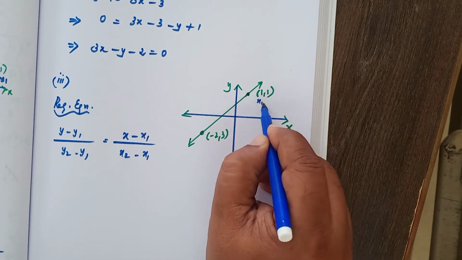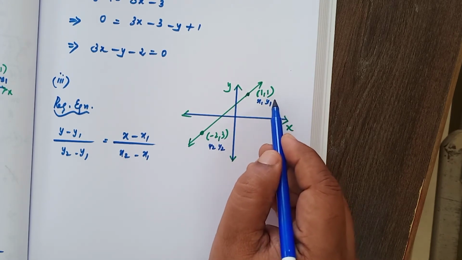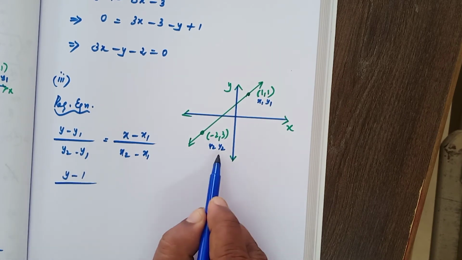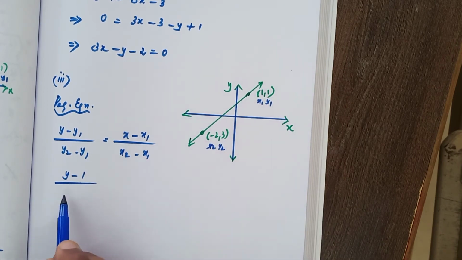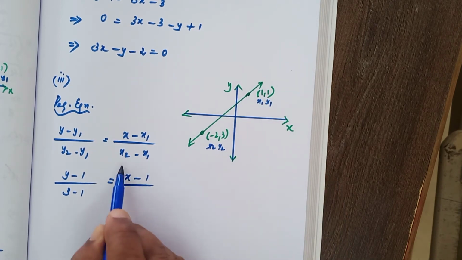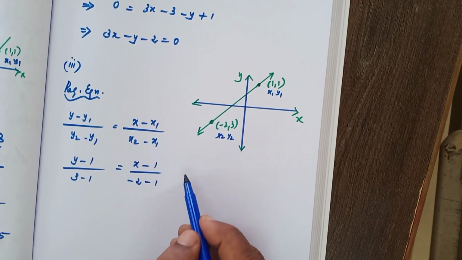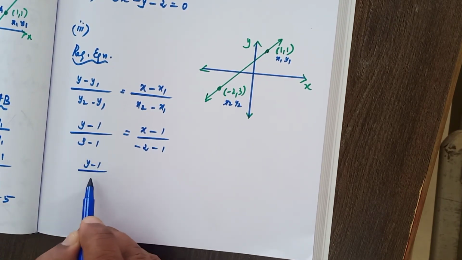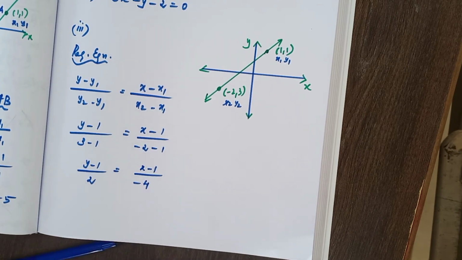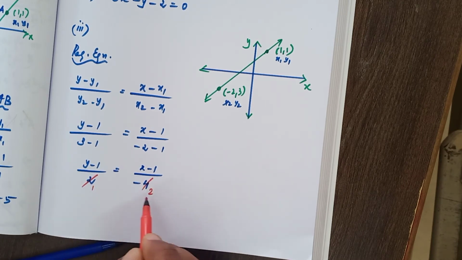Here, x1 y1 and x2 y2, even if you take them the other way around, you will get the same answer. So y minus 1 divided by y2 minus y1, which is 3 minus 1, equals 2. x minus 1 divided by x2 minus x1, which is -2 minus 1, equals -3... so y minus 1 divided by 2 is equal to x minus 1 divided by -4. We can cancel by 2: 1 time here, 2 times here, that is -2.